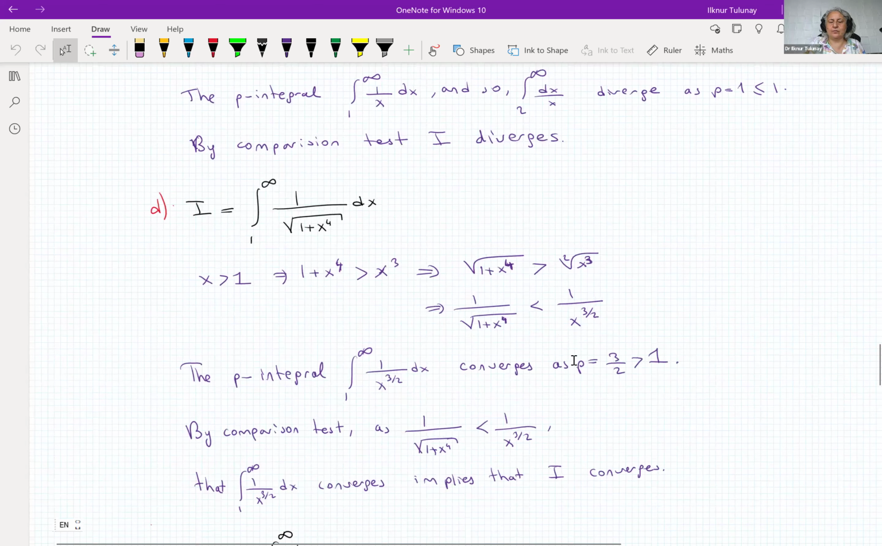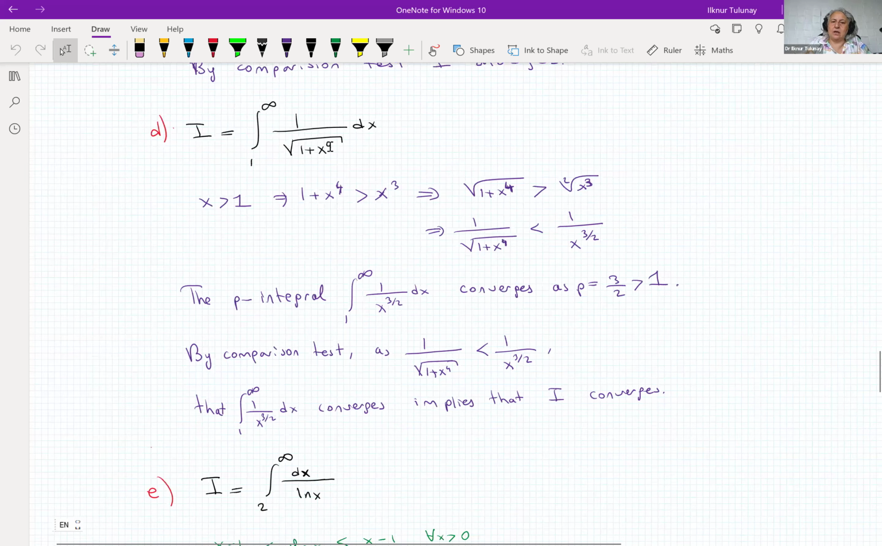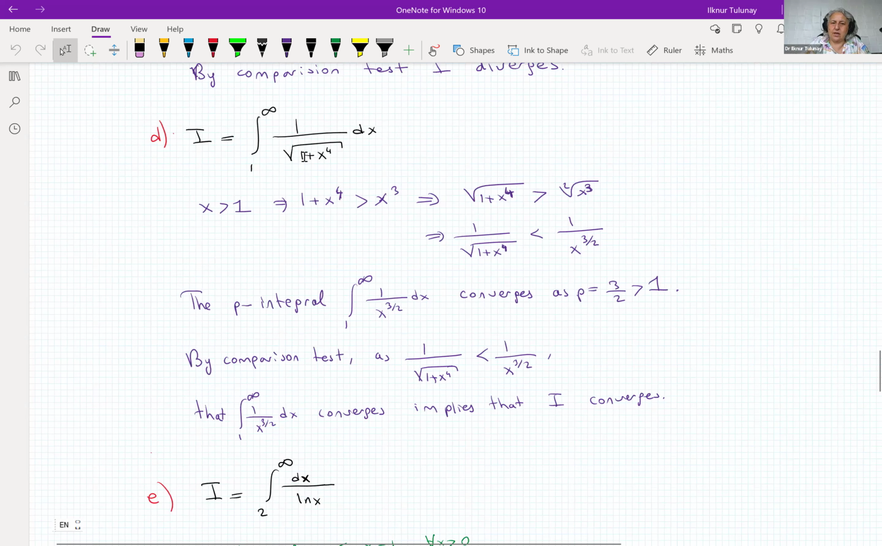Part D. So this integral, again, we have square root over polynomial. Start with this one. So x bigger than 1, 1 plus x to the 4 is bigger than x to the 3. Take the square root on both sides and then flip over. Smaller becomes bigger, bigger becomes smaller. Now this is a p integral, and this p is 3 over 2 and bigger than 1, right? So the large one is contracting, converging. So the inside ball has to converge. By comparison test, our integral converges.